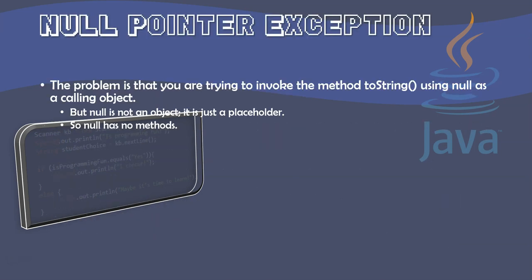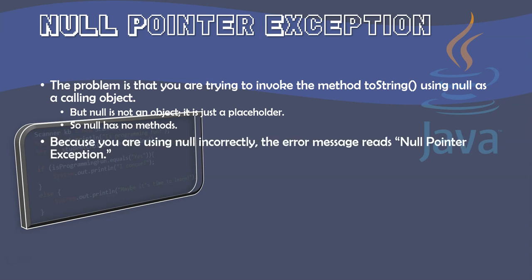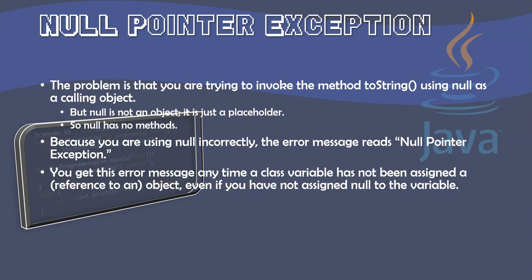So the problem is, again, when we look at, for example, toString, toString is trying to use null as a calling object. But as we already mentioned, null is not an object. It's simply just a placeholder. Because it's a placeholder, it doesn't have access to any of those methods that are in the class. And because we are actually using null incorrectly in this example, the error message would read null pointer exception.